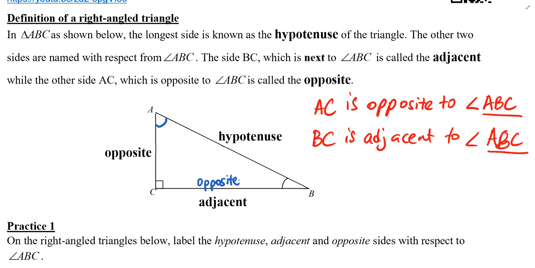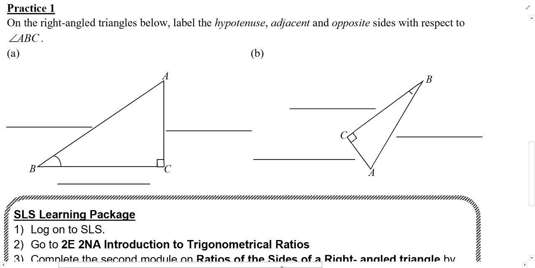So for the blue angle, the opposite side is BC. For the blue angle, which is the adjacent side? Is it AC or AB? AC. So this is the adjacent side. Then what shall we call the side AB for the blue angle? It is still the hypotenuse, because it is the longer side. Yeah, exactly. So now, fill in the blanks for these 2 triangles.